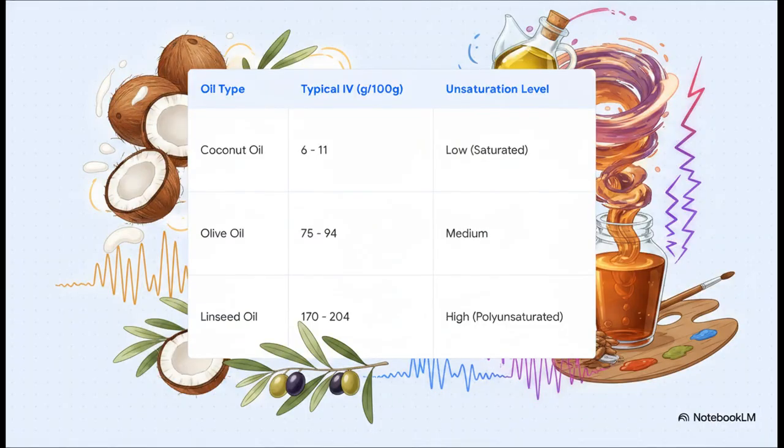When we look at typical data, we can instantly classify an unknown oil. A low iodine value, between 6 and 11, points to a highly saturated, incredibly stable fat like coconut oil. A medium score, around 85, reveals a monounsaturated fat like olive oil. But a massive score, say over 170, tells us we have a highly reactive polyunsaturated substance like linseed oil, which is so prone to oxidation it's actually used as a drying oil in paints.